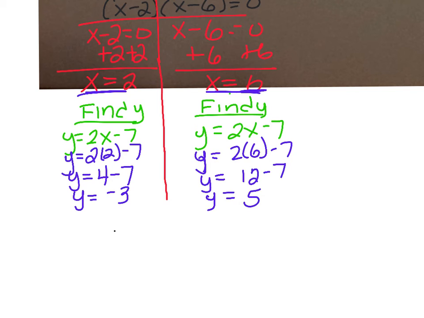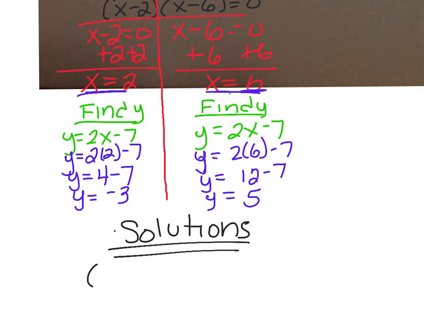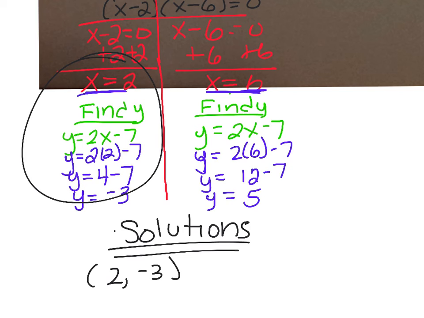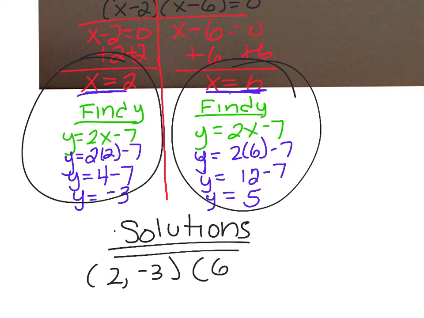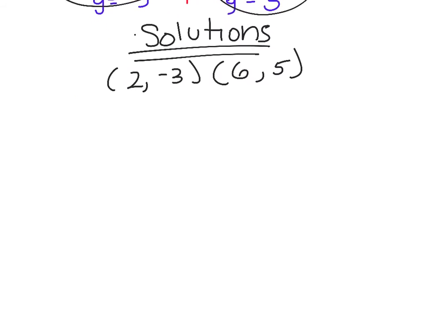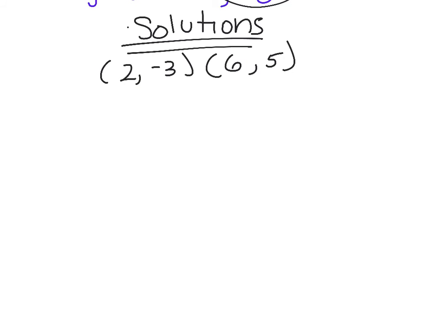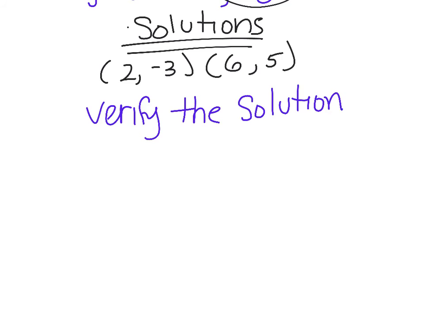All right, write the word solution. We have 2 solutions. Remember, you're writing them as a point. So over here, 2 comma negative 3. Over here, 6 comma 5. All right, now you have to verify the solution set. Okay, so let's write that down. Verify the solution. Remember, that means to check.